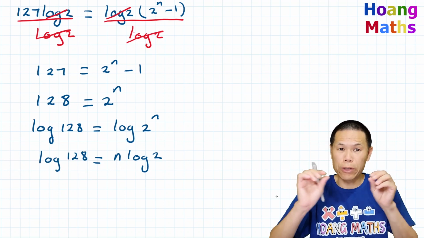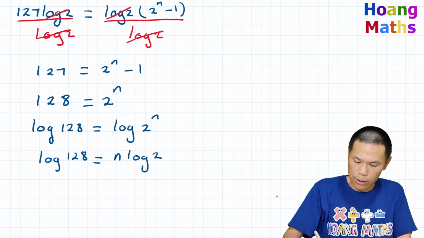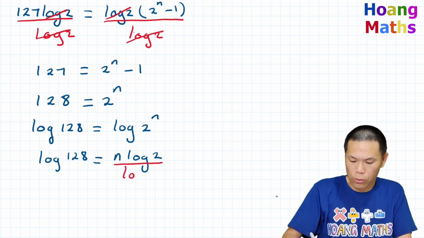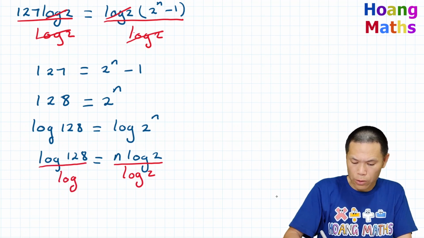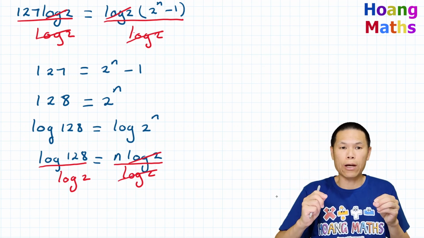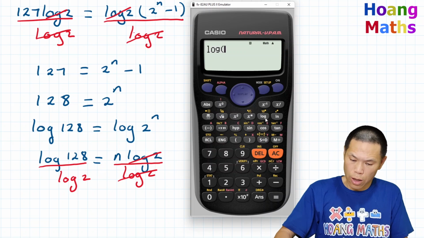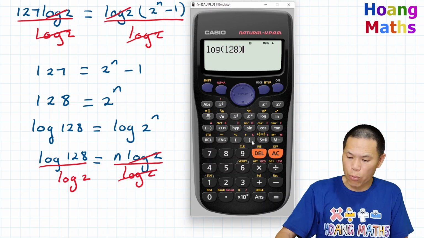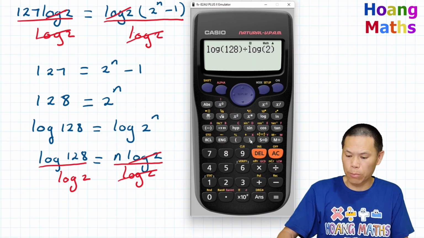So what I do now is I divide by log 2 on both sides. So this divide by log 2 on this side, I divide by log 2 on this side, so that cancels out. So now I just put it on a calculator. I just go log of 128 close bracket divide by log of 2. Don't forget we need to close the brackets.